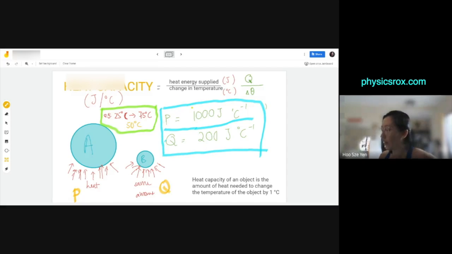25 go up to 75 is how much? What's the change in temperature? 50 degrees Celsius, correct? So when you use the formula, you see this bottom part, right? You see in your textbook, they label that change in temperature. So a lot of people ask me, why got so many numbers here? Teacher, do I put 25 or 75 for the bottom part?